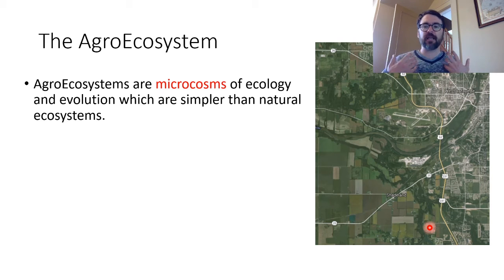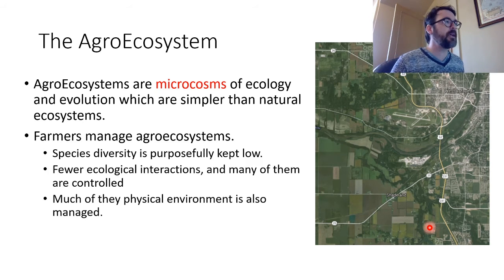So they're like microcosms of ecology and evolution. They're much simpler than natural systems, right? And it's because farmers manage them. So if you remember, we talked about the Ross Reserve forest that we would have done the lab in as being like 1,000-dimensional with hundreds of thousands of interactions.